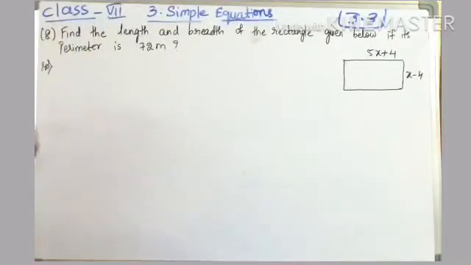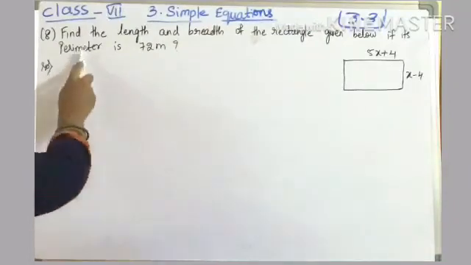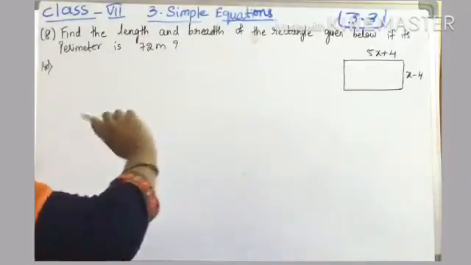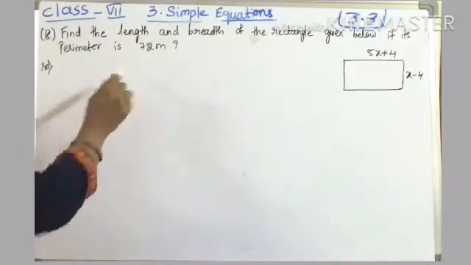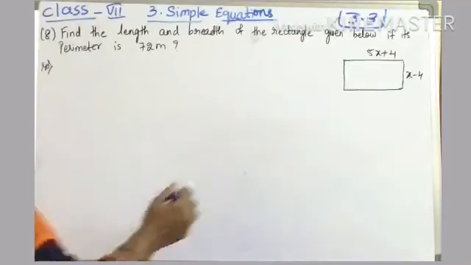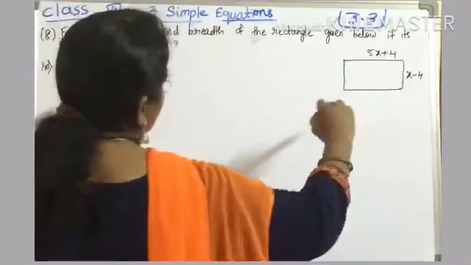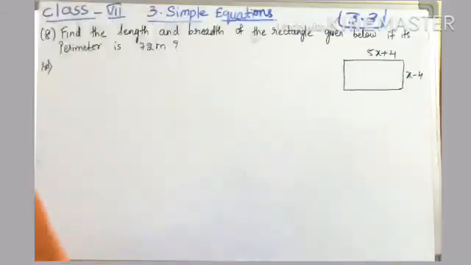Now coming to the 8th one, find the length and the breadth of a rectangle given below if its perimeter is 72 meters. Perimeter means what, children? Sum of all the four sides. So the total length of all the four sides they gave us is 72 meters, and in the figure, length is 5x plus 4 and breadth is x minus 4.